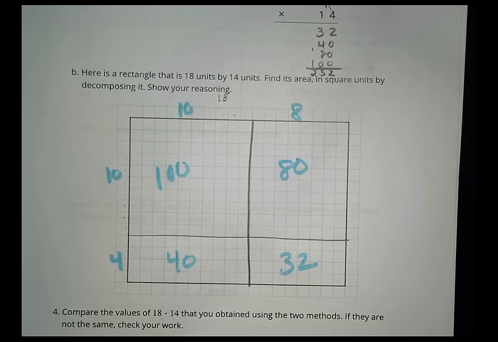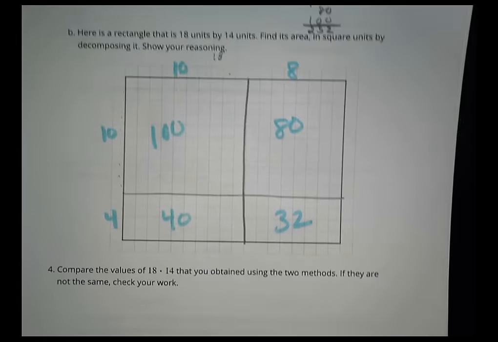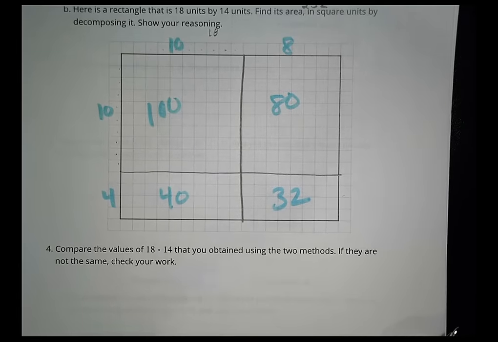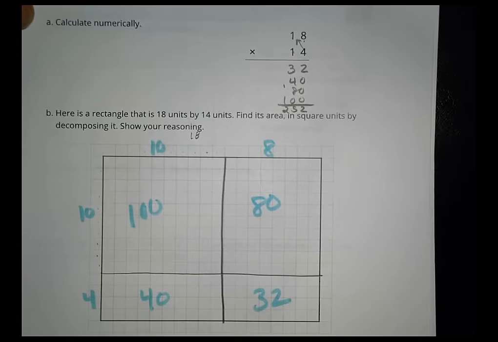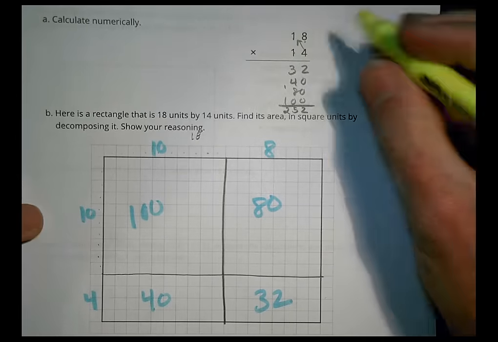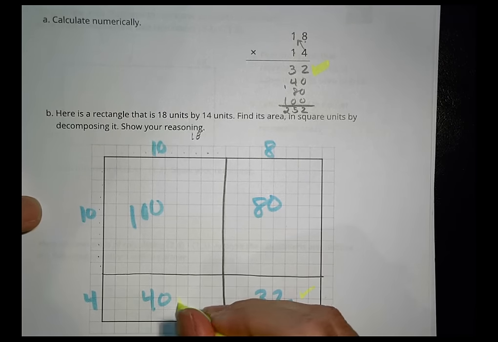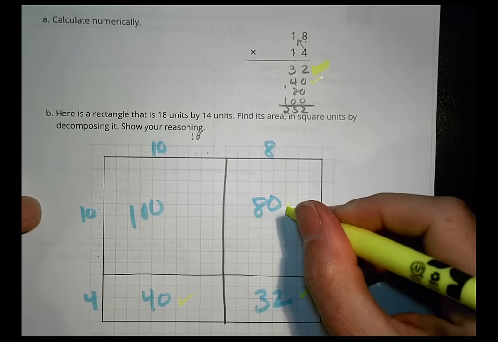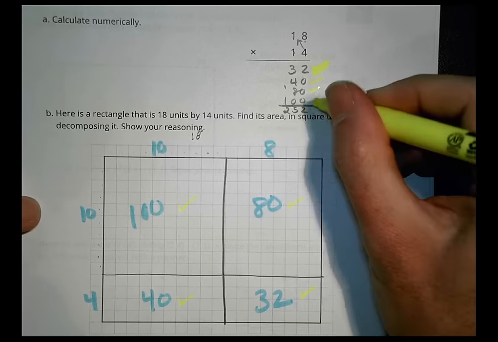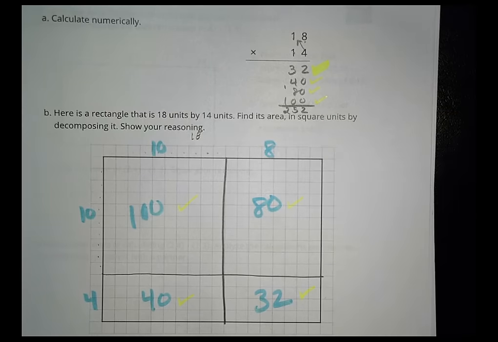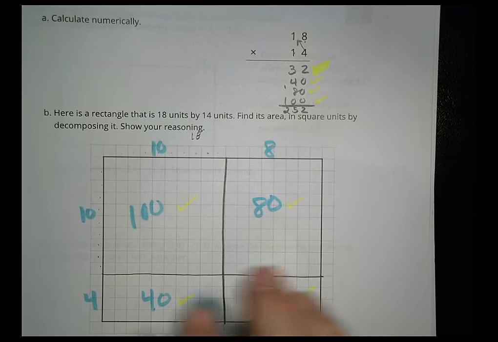Compare the values of 18 times 14 that you obtain using two methods. If they're not the same, check your work. Let's take a look here. Well, I have a 32 and a 32. I have a 40 and a 40. I have an 80 and an 80, 100 and 100. So everything matches up the same there, and we know we have the correct answer.